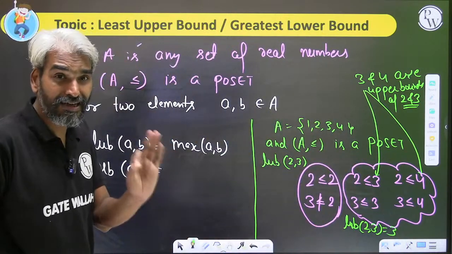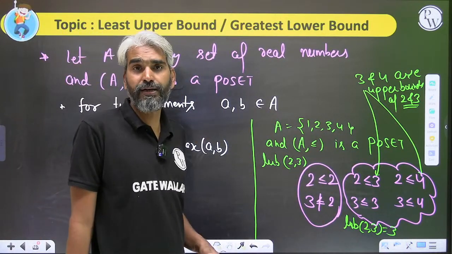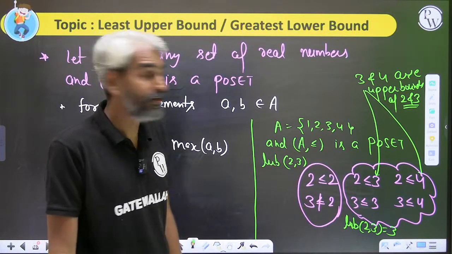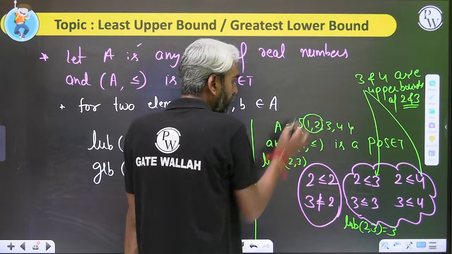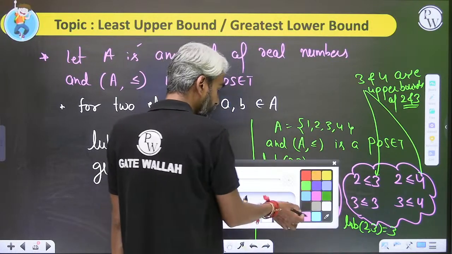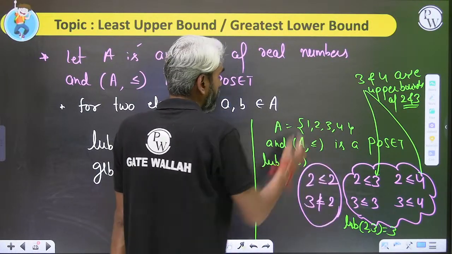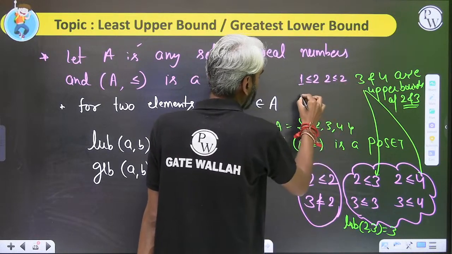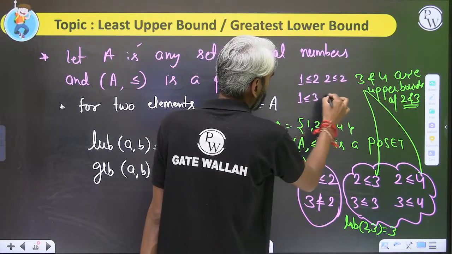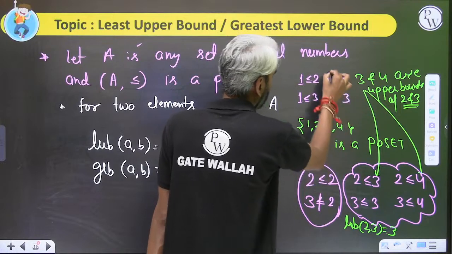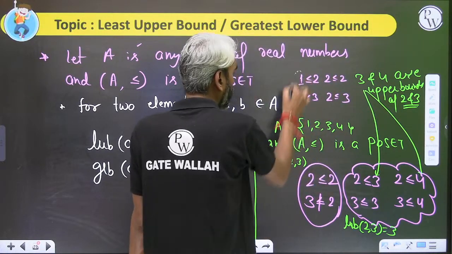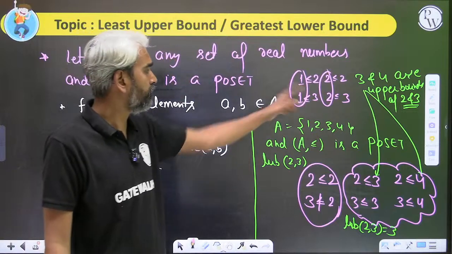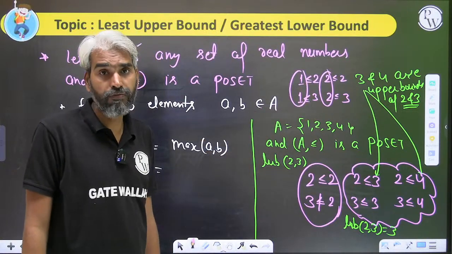Similarly, if you look at the greatest lower bound of 2 and 3, then what are the lower bounds of 2 and 3? 1 and 2 will be the lower bounds of 2 and 3. Why? 1 is on the lower side of 2 and 2 is on the lower side of 3. 1 is on the lower side of 3. 2 is on the lower side of 3. So both 1 and 2 are at the lower side of 2 and 3. Therefore, both 1 and 2 are the lower bounds of 2 and 3.